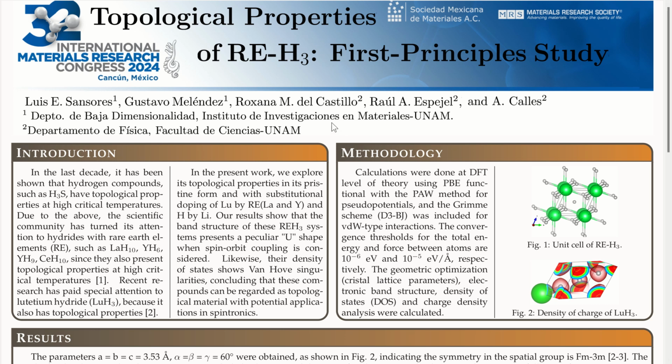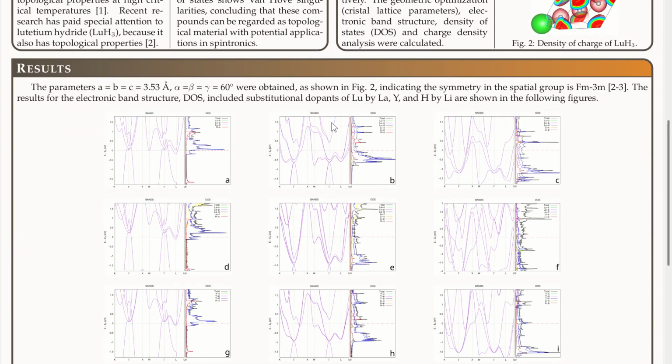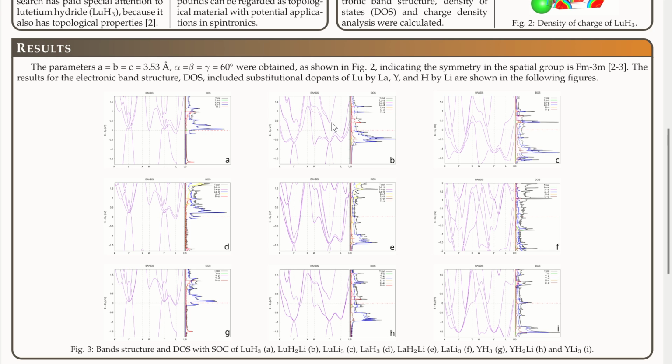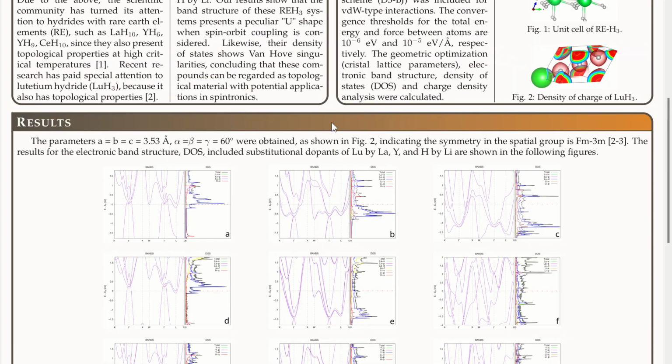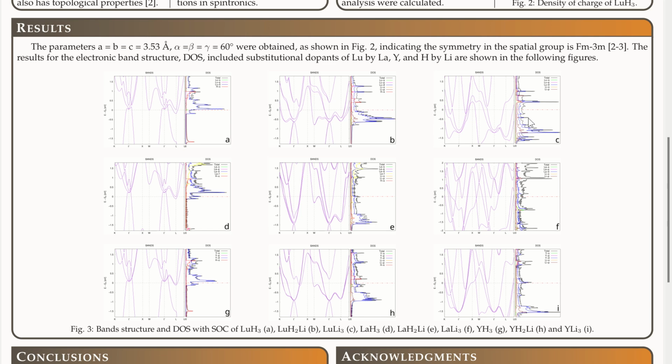The next section, results. Our results show that lutetium hydride has crystalline lattice constant a equal b equal c equal 3.53 angstrom, with angles alpha equal beta equal gamma equal 60 degrees, indicating that these compounds belong to the space group Fm-3m, as shown in figure 1. These results are consistent with those reported in the literature.